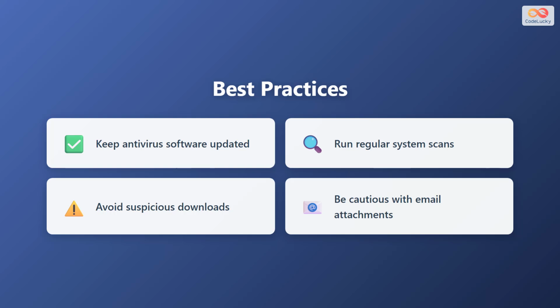To maximize your protection, follow these best practices. Always keep your antivirus software updated to ensure you have the latest virus definitions and security patches. Run regular system scans, ideally at least once a week, to catch any threats that might have slipped through. Avoid downloading files or software from suspicious or untrusted sources. Be extremely cautious with email attachments, even if they appear to come from someone you know, as email addresses can be spoofed by attackers.